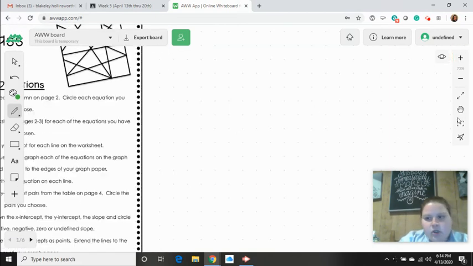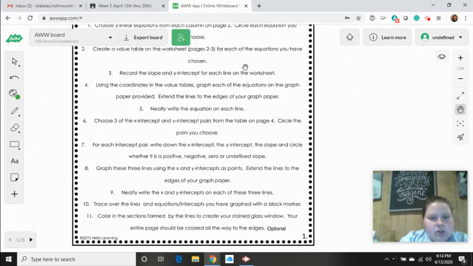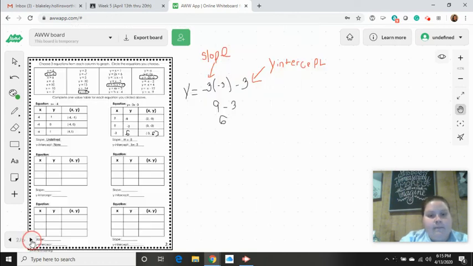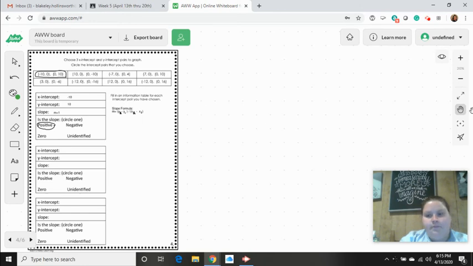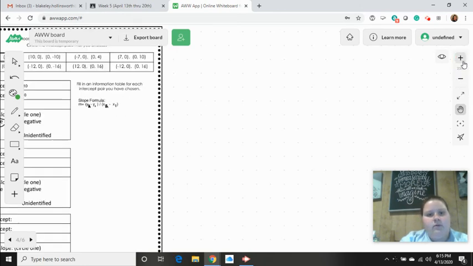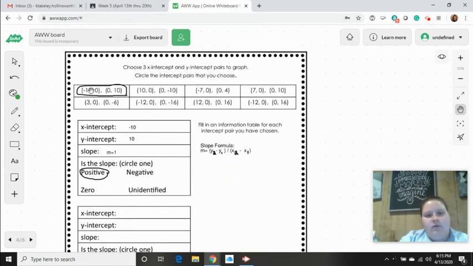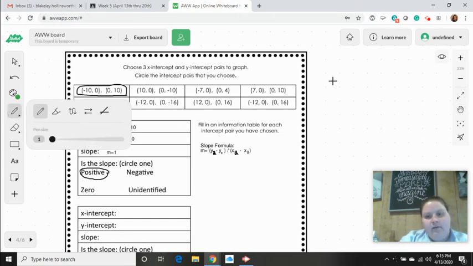For each, choose 3 of the x-intercept and y-intercept pairs on the table from page 4. Circle the pairs you choose. Okay. Table on page 4. I've done one of these for you as well. So there's my x and y-intercept pair. My x-intercept is 10. My y-intercept is 10. My slope here, I use this slope formula, y2 minus y1 over x2 minus x1, and I got a slope of 1. If you want me to write that out, I can for you.